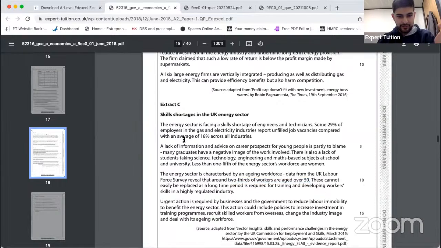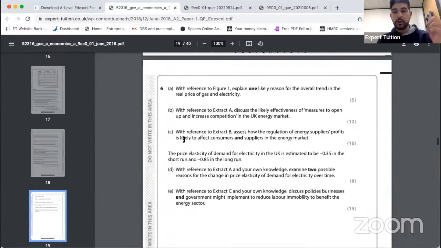2018 paper, amazing. Right, the 2018 paper has a 12 marker, which says, with reference to extract A, discuss the likely effectiveness of measures to open up and increase competition in the UK energy market. 12 marks.